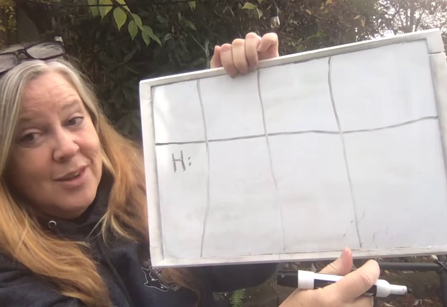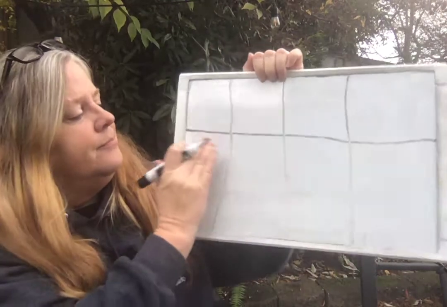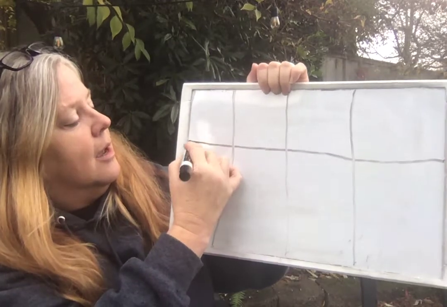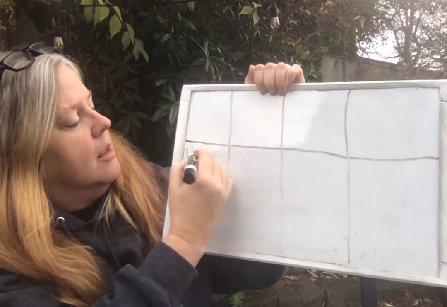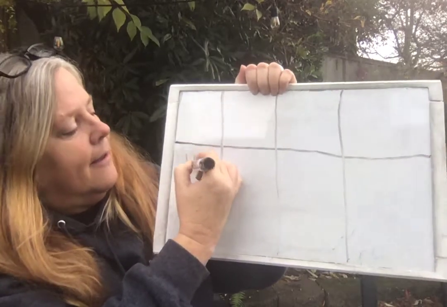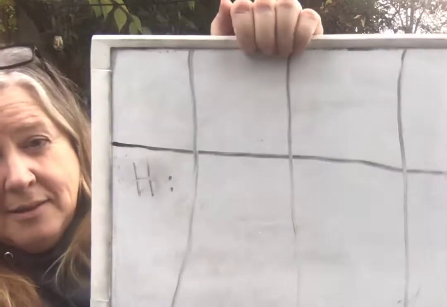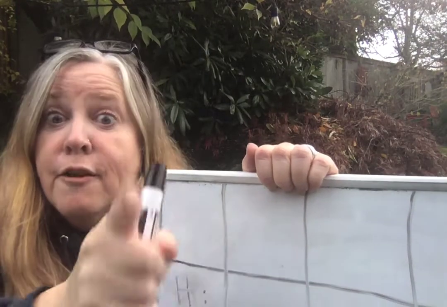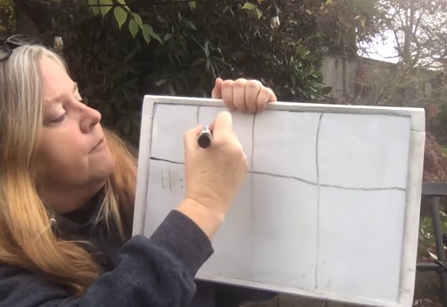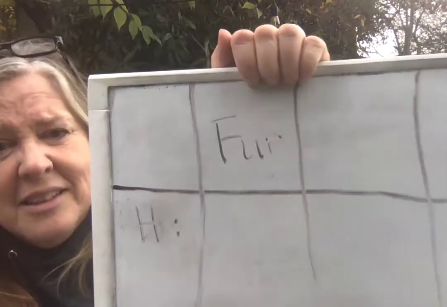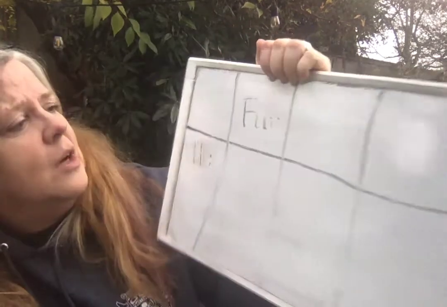hypothesis. Oh, and you big kids, we can write it out, right? Oh my goodness, my marker's not working. All right, we're just doing an H for hypothesis. So the first thing we're testing is fur. This thing really isn't working.